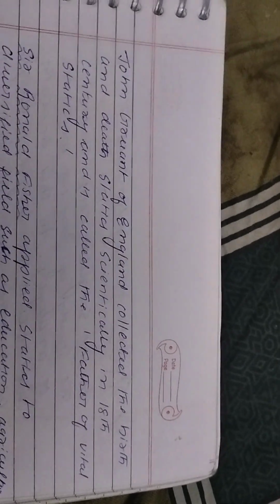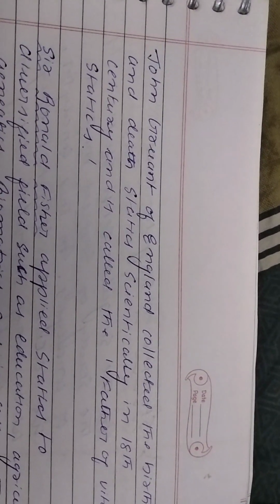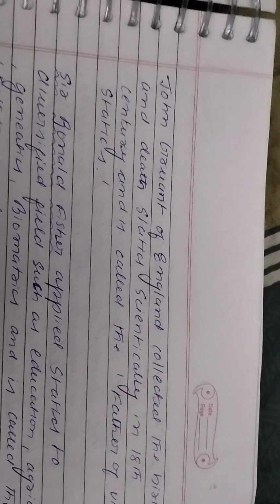So technically it comes into the flow in the 18th century. Then John Grant, from England. So statistics existed, but for the purpose of utilization, John Grant of England collected birth and death statistics scientifically in the 18th century, and is called the father of vital statistics.